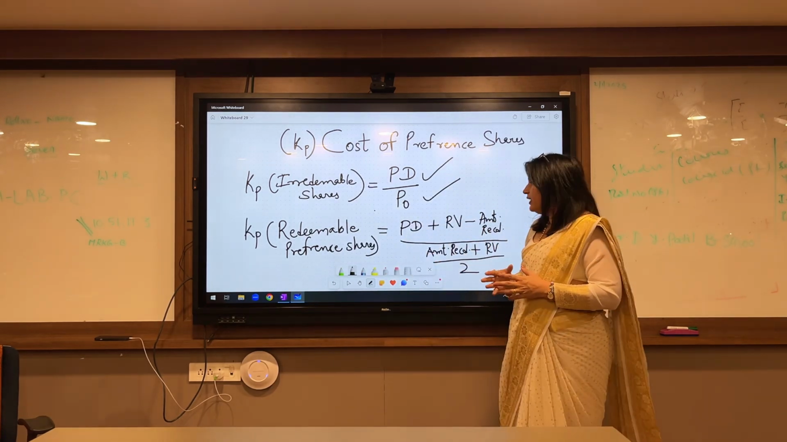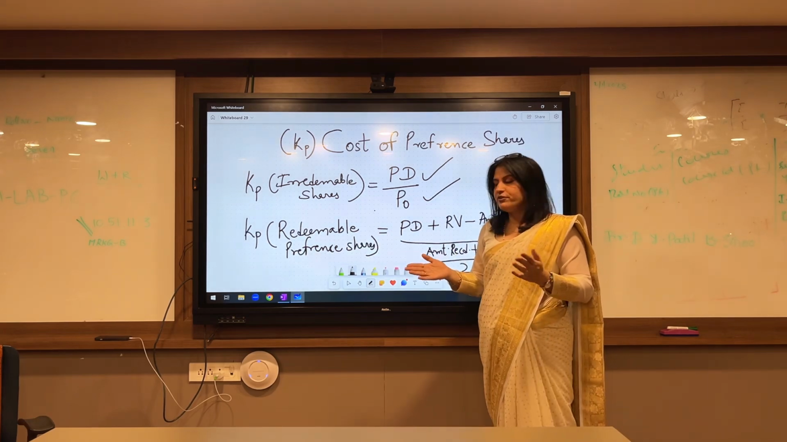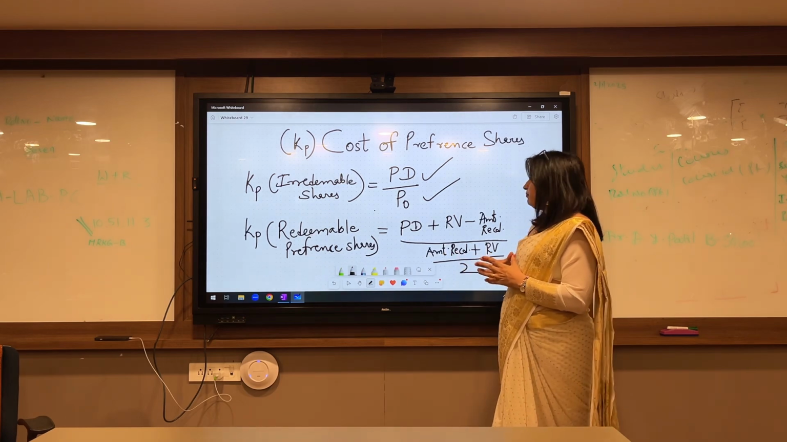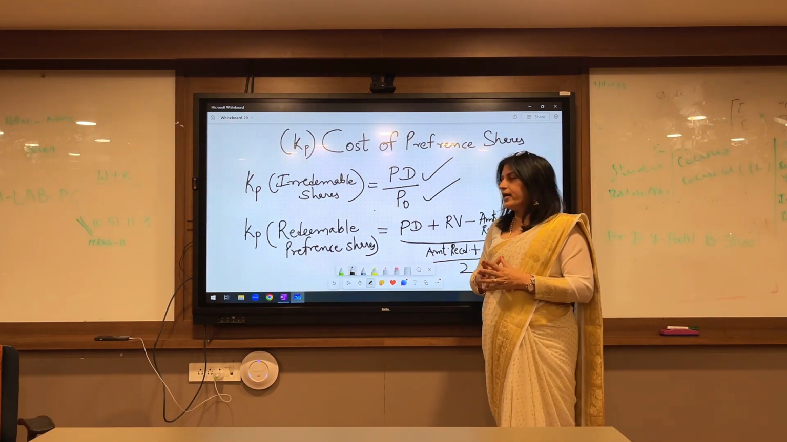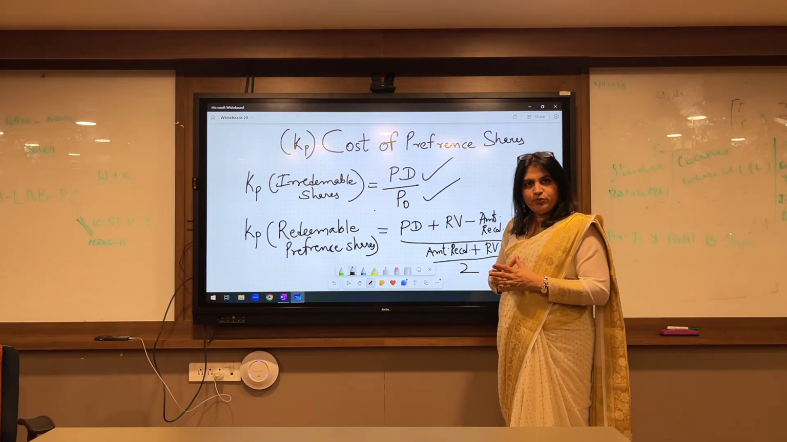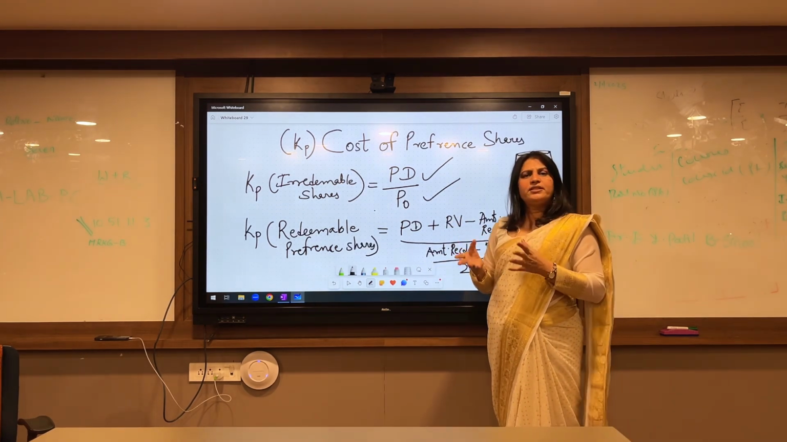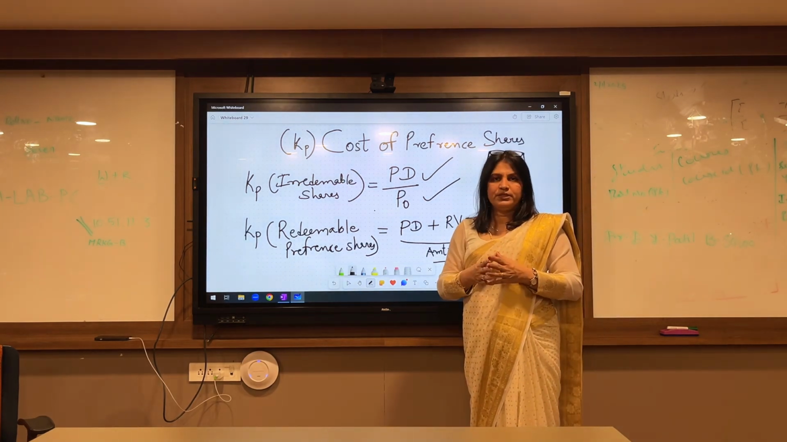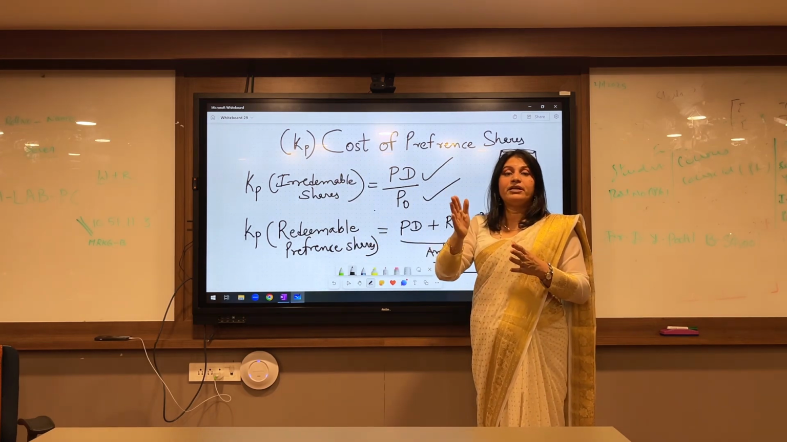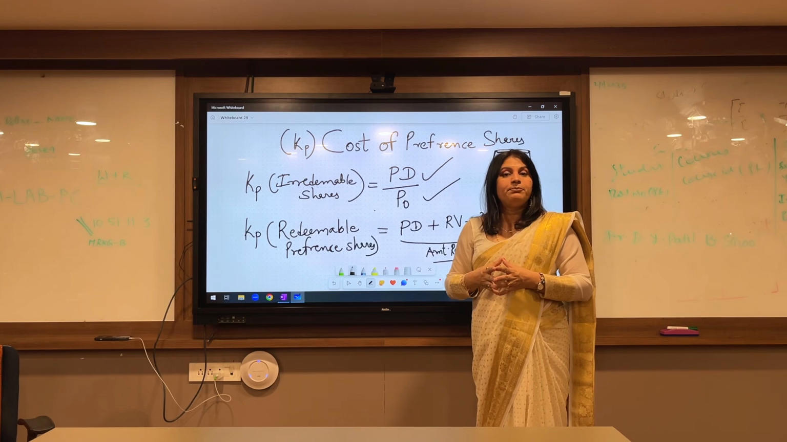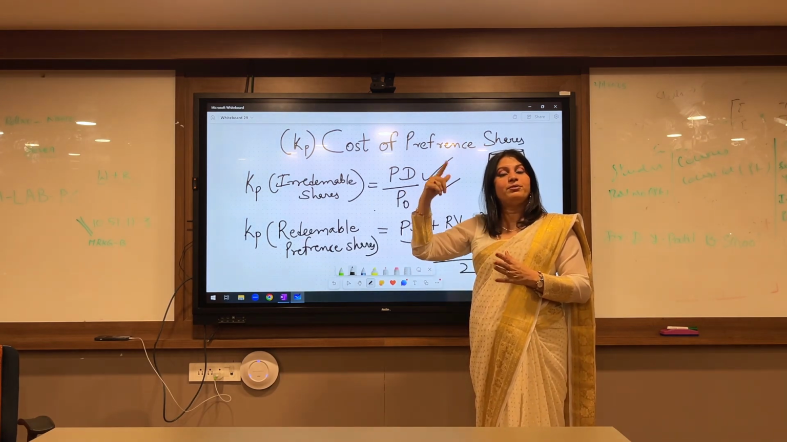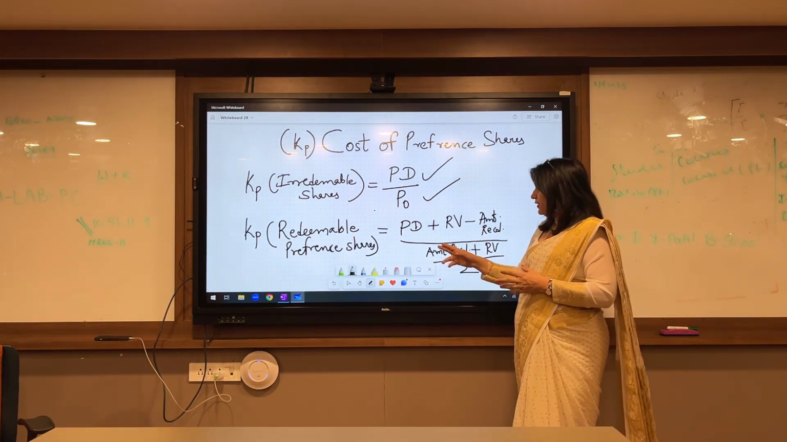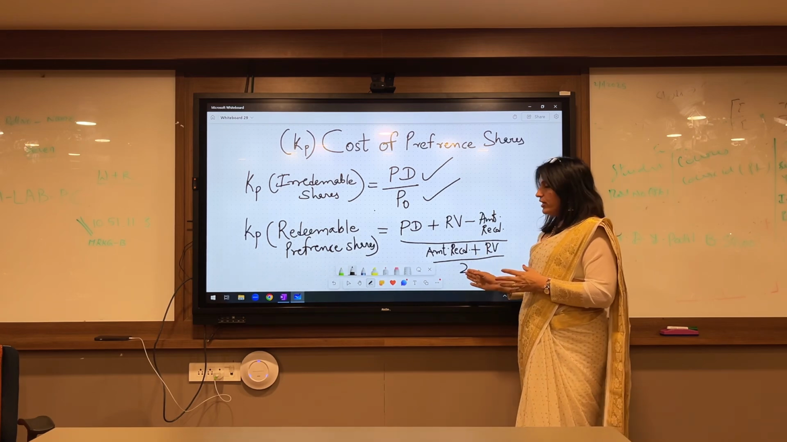Let's have a look at the formula. Definitely preference dividend is the cost of preference shares. So PD plus RV minus amount received upon amount received plus RV divided by 2. What do we mean by that? So preference dividend plus redeemable value minus amount received. What is this redeemable value? If the company has issued preference shares today at 100 rupees, but after 5 years, when it will be redeemed, when the repayment will be done, the repayment will be done at 100 rupees. So the redeemable value becomes 100 and the price at which it is issued, the amount received becomes 90. Divided by amount received plus redeemable value divided by 2.